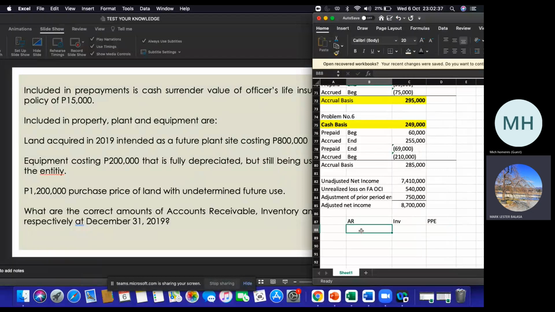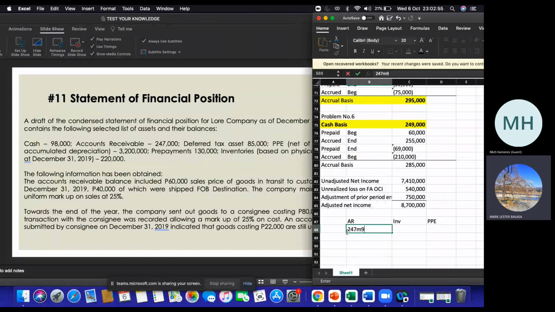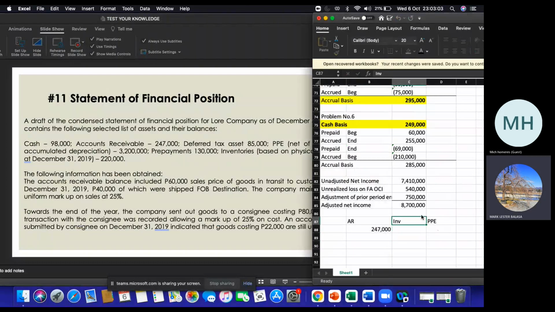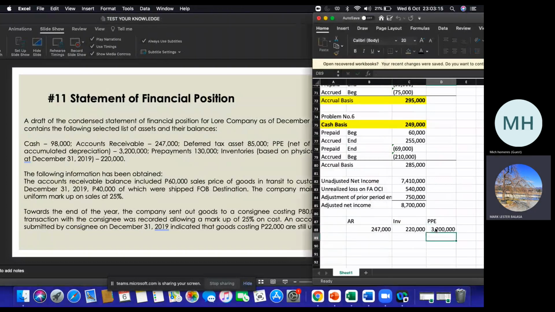So ngayon, balikan natin yung AR natin. Okay, sa accounts receivable, meron kang balance na 247. O ilagay natin yung unadjusted balance nila. Okay? So you have 247, yan ang unadjusted balance mo. Okay? Pagdating sa inventory, may unadjusted balance ka din na 220. Okay? Alright? And then, you have a PPE. Alright? Yung PPE mo, okay, ay 3,200,000. Okay? Lagay din natin 3,200,000. Alright? O, anong sabi, class?